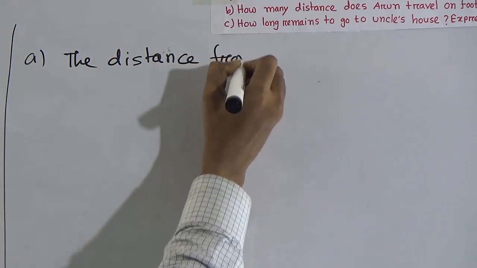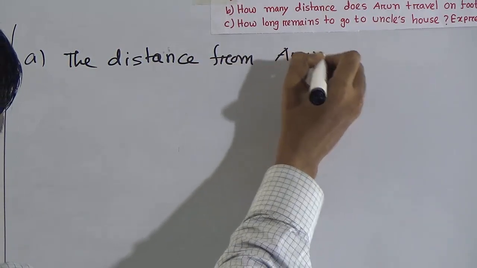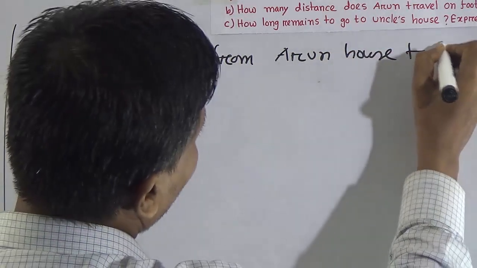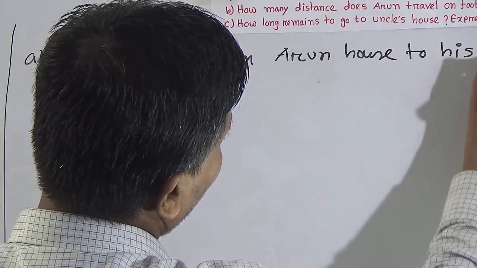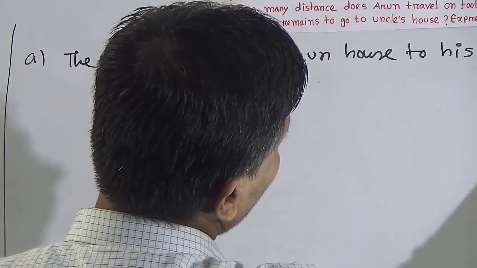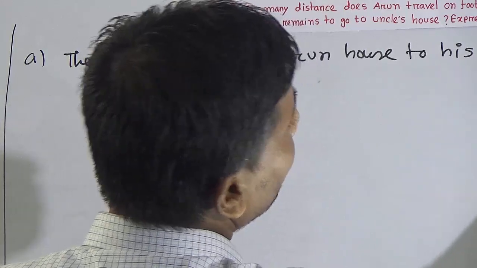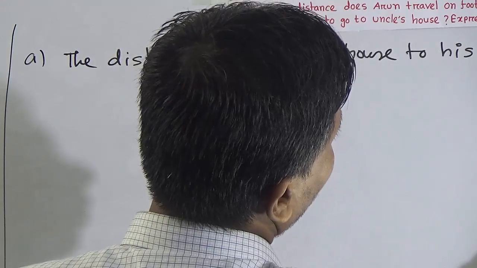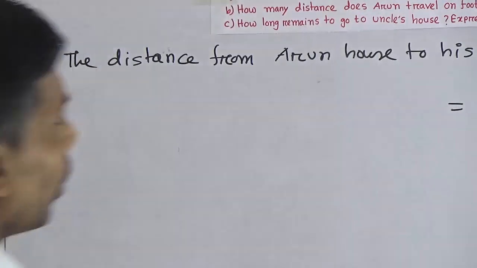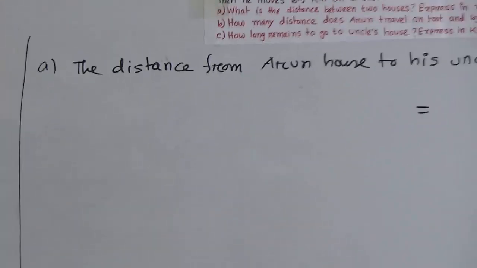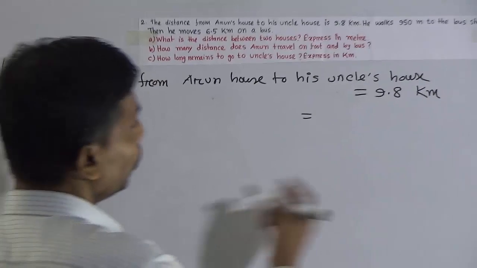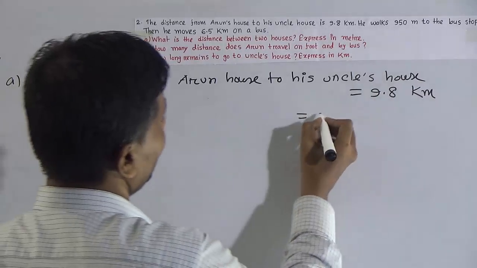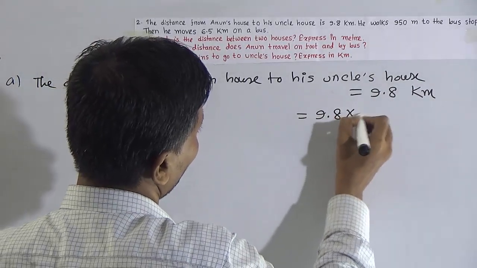The distance from Arun's house to uncle's house is 9.8 kilometers. Now we have to convert kilometer to meter. Okay? We know 1 kilometer equal to 1000 meter. Okay? Now 9.8 into 1000.